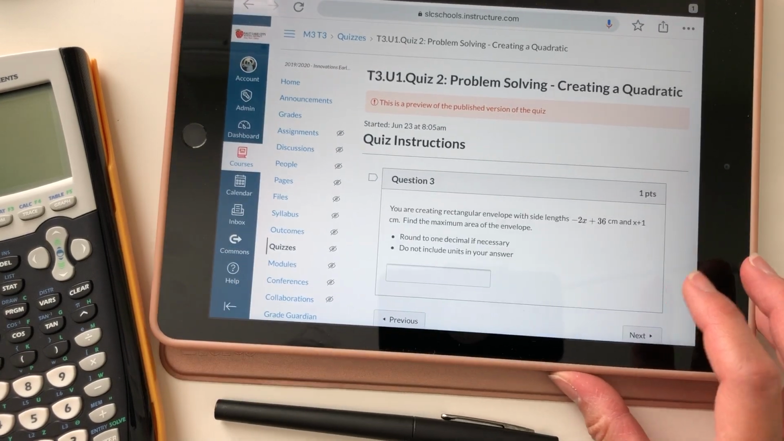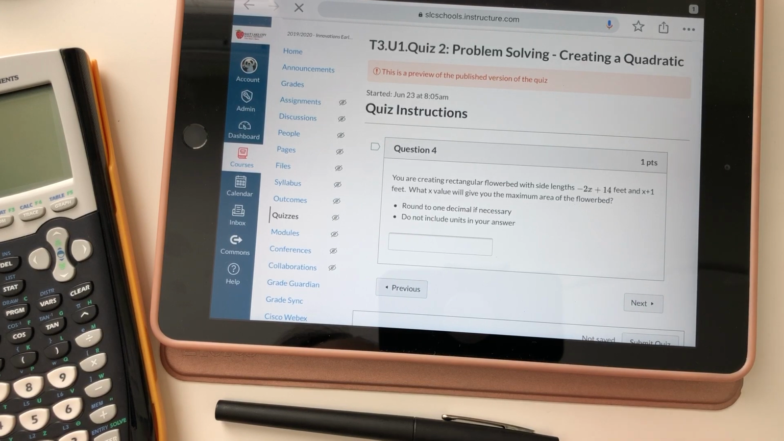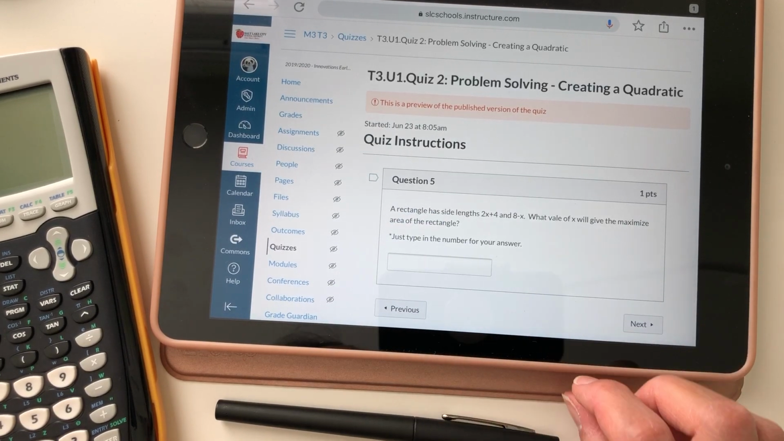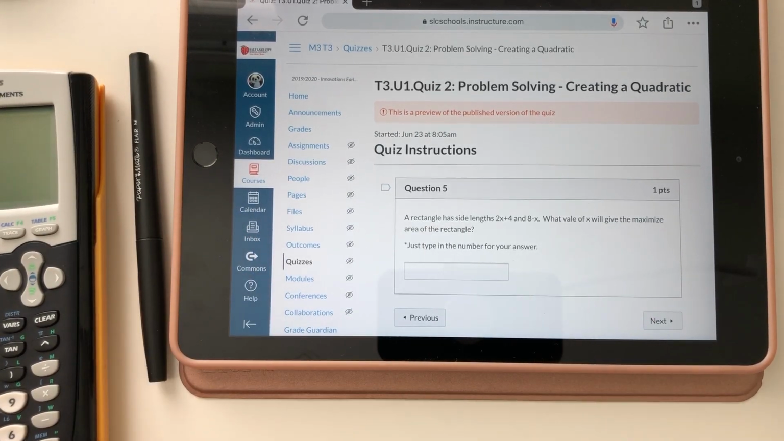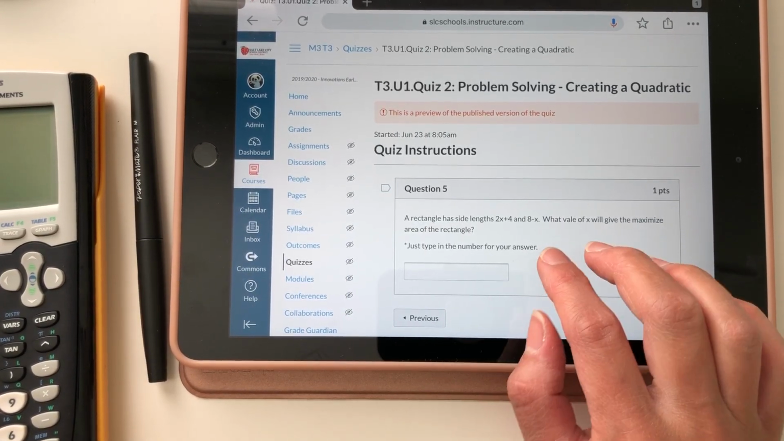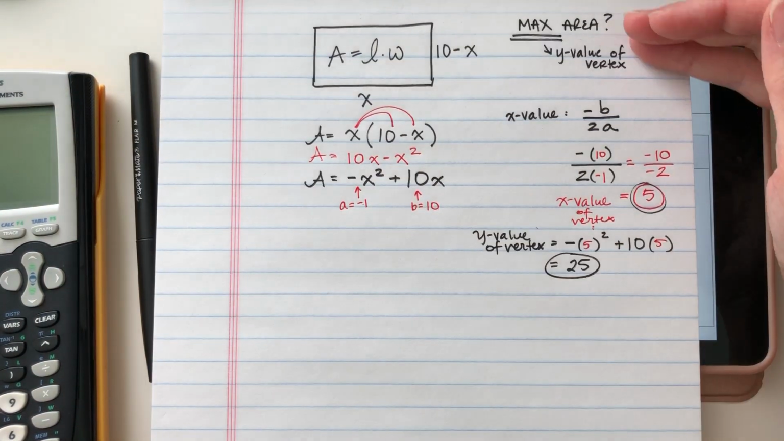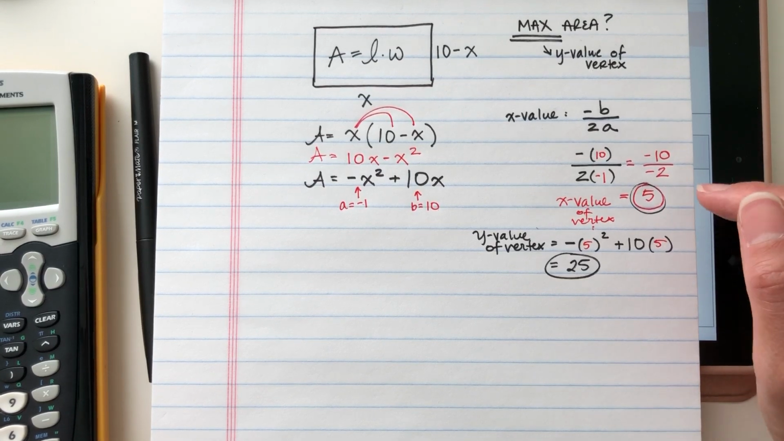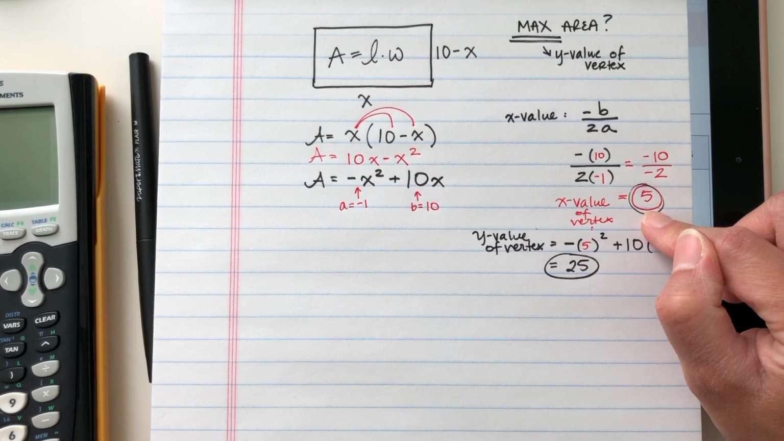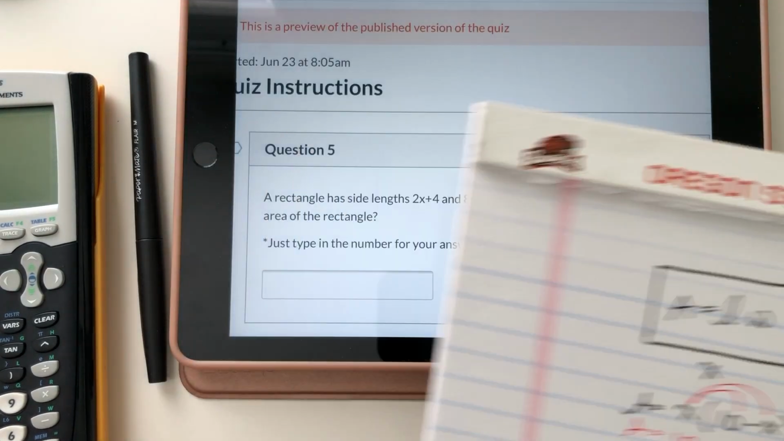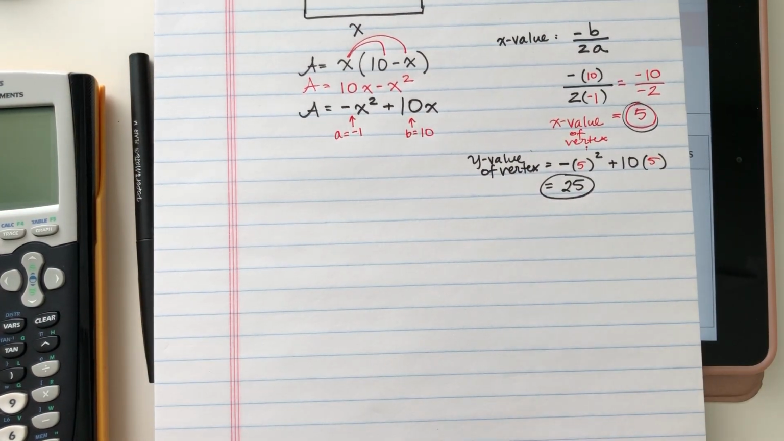So it looks like all of these questions have to do with finding the maximum area. Oh, here's one where it's just saying what value of x will give the maximum area. In this case, that means you are just going to stop right here. If it's asking what value of x gives the maximum, then the answer is the x value of the vertex. If it's asking what is the maximum area, then you're looking for the y value.